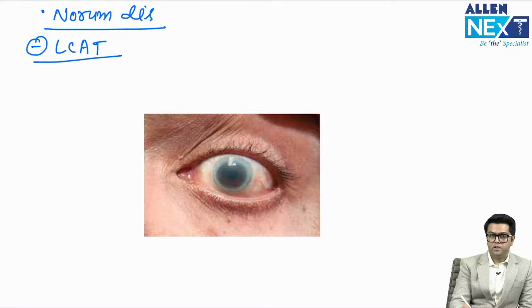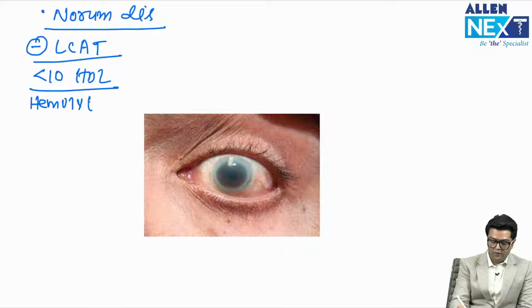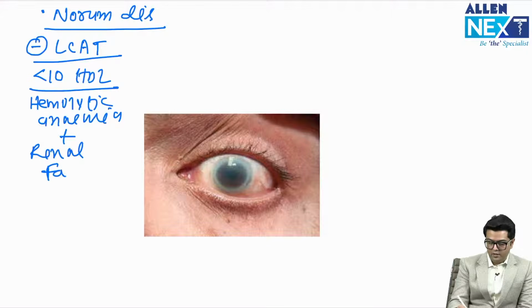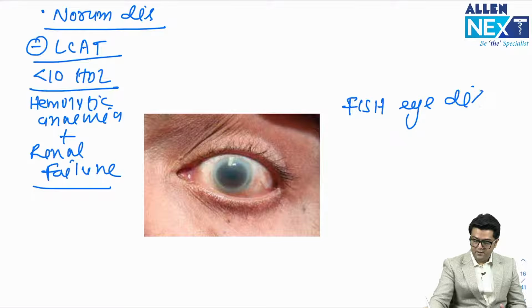Okay, and this patient presents with low HDL, that is less than 10 mg per dl of HDL. This is also presenting with hemolytic anemia and renal failure. So one of the features is hemolytic anemia plus renal failure, but this point has never been asked. So this is the case that we are talking about. This case is fish eye disease.